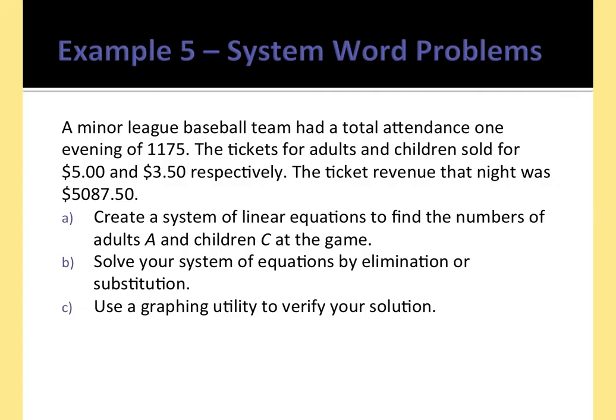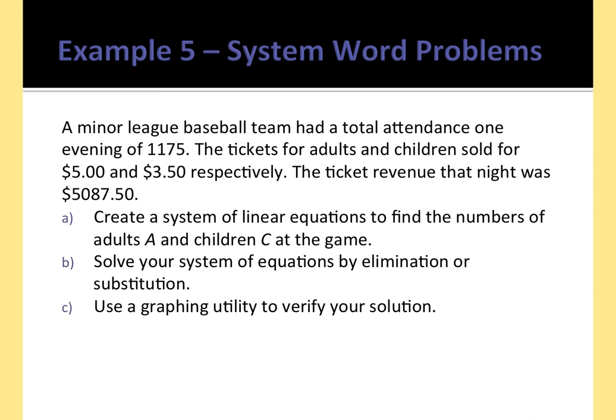All right, then you got another word problem. So this one says, a minor league baseball team had a total attendance one evening of 1,175. The tickets for the adult and children sold for $5 and $3.50 respectively. The ticket revenue that night was $5,087.50. Create a system of linear equations to find the number of adults A and children C at the game. Solve your system of equations by elimination or substitution, and then use your graphing utility to verify.